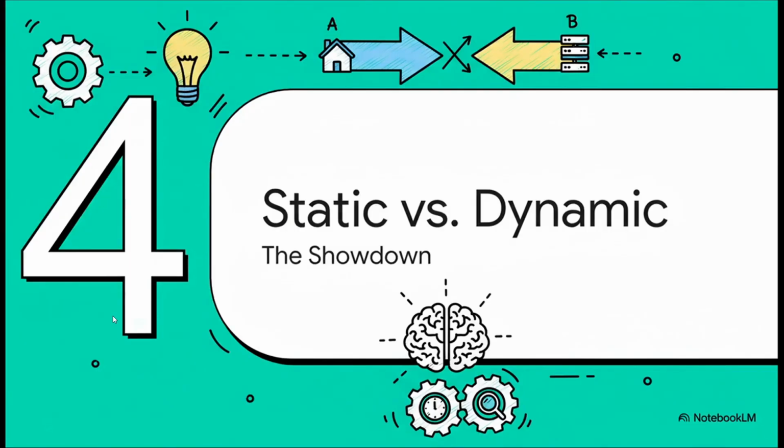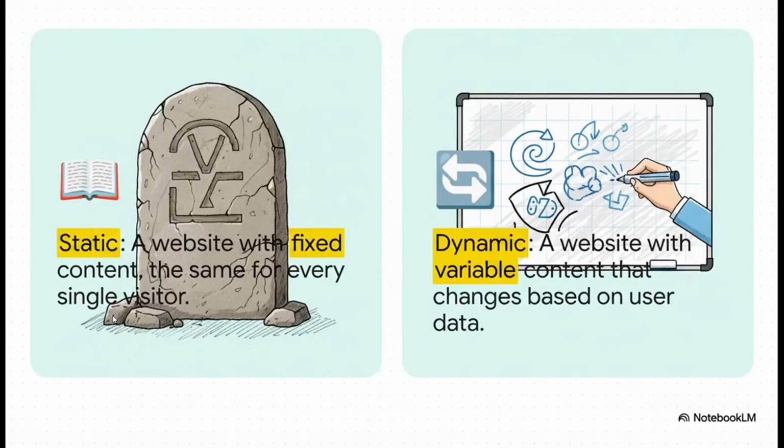Okay, so we've explored both worlds. We've seen the simple, sturdy landmark and the bustling town square. Now let's put them side by side for a direct showdown. This is where it's all gonna click. If you only remember one thing from all of this, make it this. Static equals fixed content. Dynamic equals variable content. That is the fundamental difference, and everything else we've talked about just stems from that one core idea.